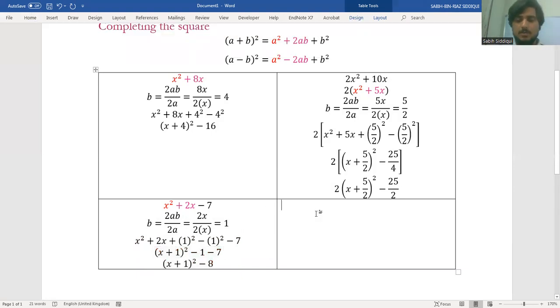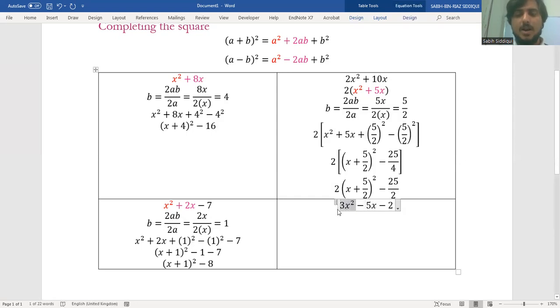Sometimes we have this kind of a situation, 3x squared plus 5x minus 2. Let's take minus, for example: 3x squared minus 5x minus 2. Now, this is where students get confused. So, what is our a square? What is our 2ab? First of all, this 3x squared is not a perfect square.